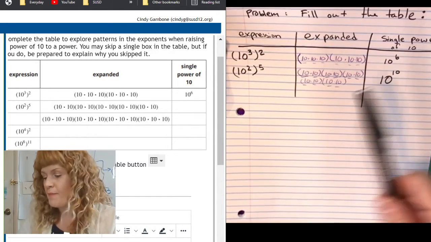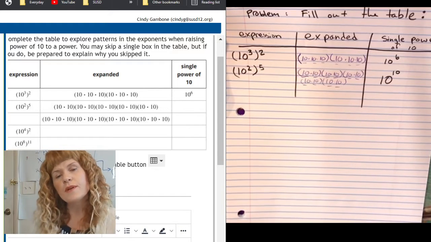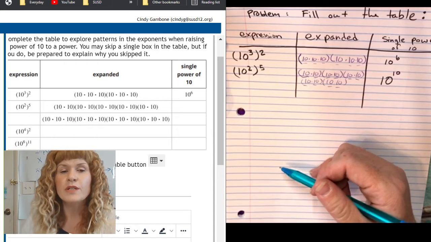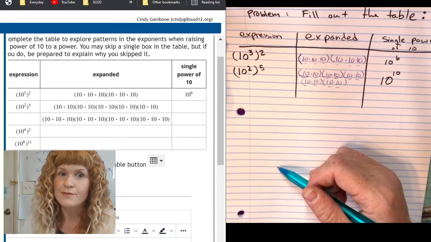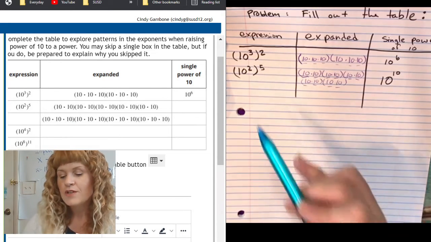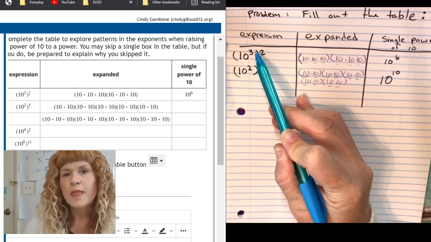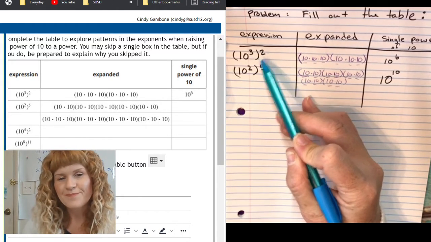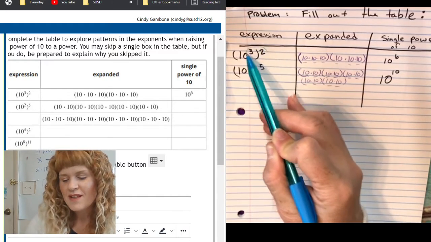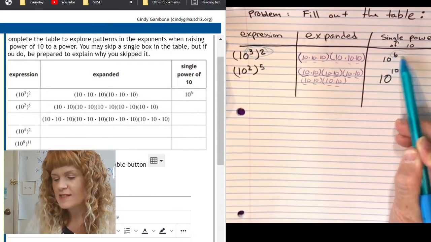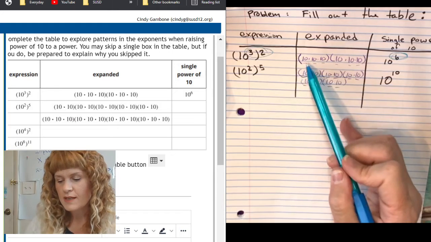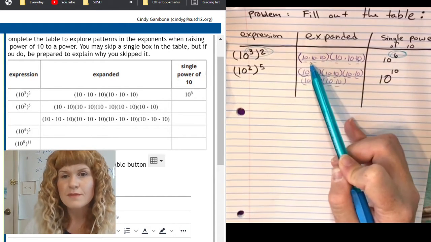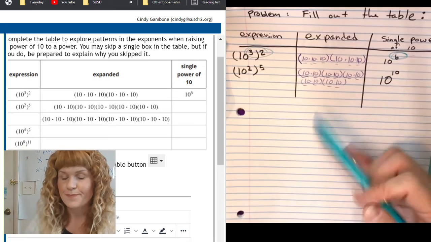Can you see a pattern now? Now that you've written this out by hand, you're going to see the pattern that you're going to know forever, and you'll never have to write this out again. Notice that 10 to the third power twice, to the power of 2, that is 10 to the sixth power, because 10 to the third, 2 times. So 2 times 3 is 6.